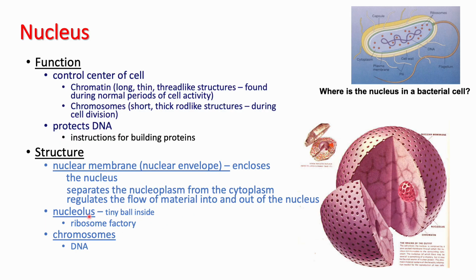Inside the nucleus, you can also find a nucleolus. If you look at the diagram here, this is representing a nucleus, and then this little ball structure is known as the nucleolus. Nucleolus is the ribosome factory, meaning the nucleolus is responsible for producing ribosomes. And then you can also find the chromosomes, or the DNA material, within the nucleus.